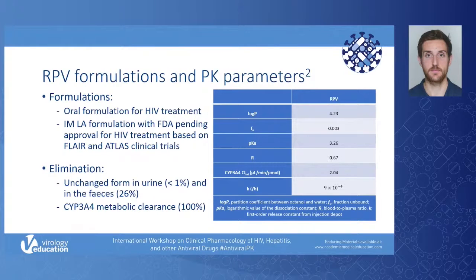In order to correctly simulate the pharmacokinetics of rilpivirine, it is important to provide a reliable representation of the different ADME processes. According to the literature, it was considered in the model that less than 1% of rilpivirine is excreted as uncharged form in the urine and 26% in the feces, and that its metabolic clearance is fully operated by the cytochrome 3A4. On the right, in the table are summarized the physicochemical properties of rilpivirine implemented in our model.